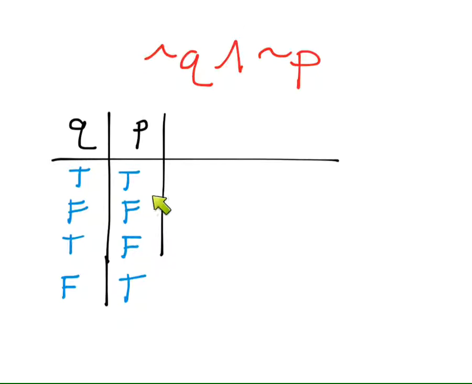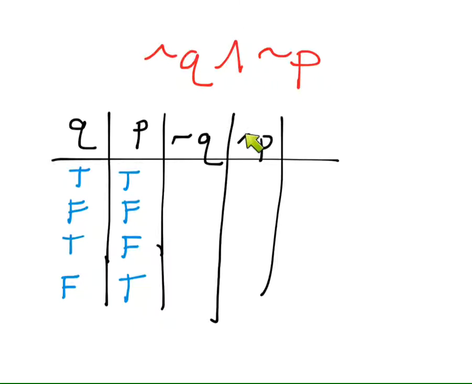Okay? So now, I want to write a compound statement, a conjunction. I want to write not Q and not P. So I need to make a column for not Q, and I need to make a column for not P. And then my last column, since I'll have both of those done, will be not Q and not P. Let's go through each of these separately now.